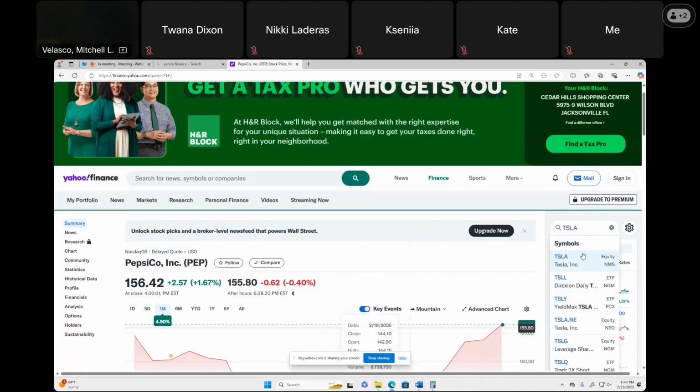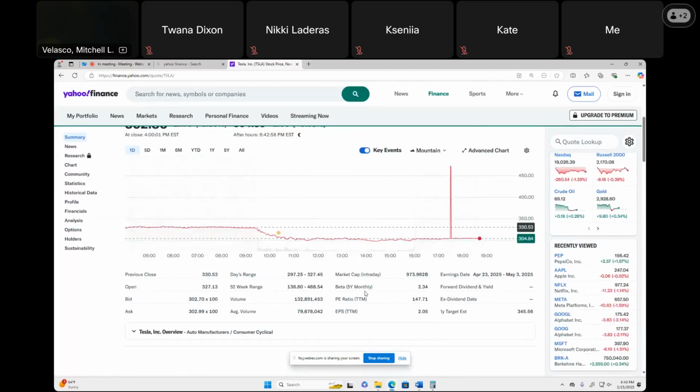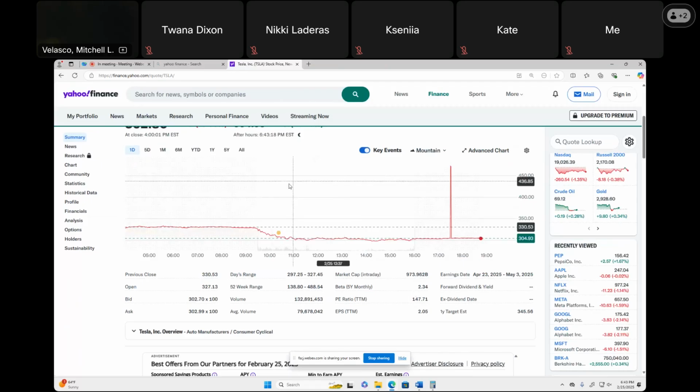So let's take a look at the opposite of that. Let's look at Tesla. Notice that Tesla's beta is a whopping 2.34. So if the market goes up, Tesla stock may go up quite a bit. But if the market goes down like it has over the past week, then Tesla stock goes down a lot, which it is doing exactly as expected, sadly.